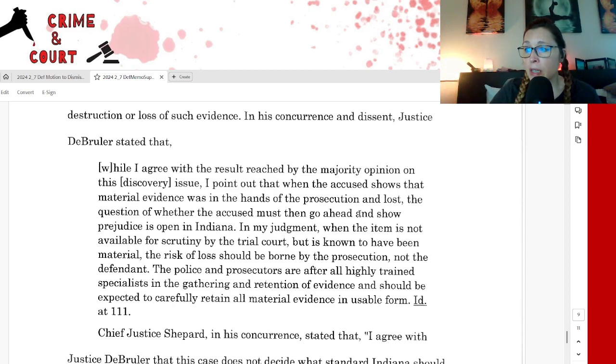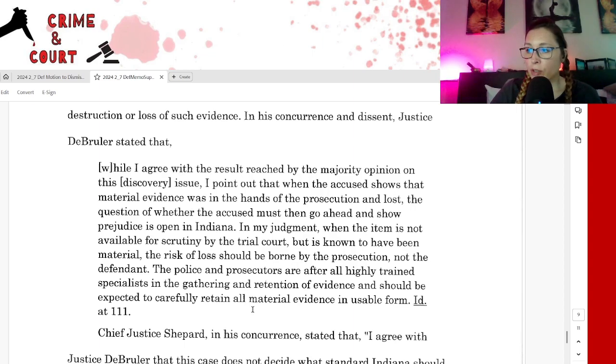In my judgment, when the item is not available for scrutiny by the trial court, but is known to have been material, the risk of loss should be borne by the prosecution, not the defendant." So the risk of losing, the risk that your case is based, could be hinged on that material evidence that we will never know about because it's missing.